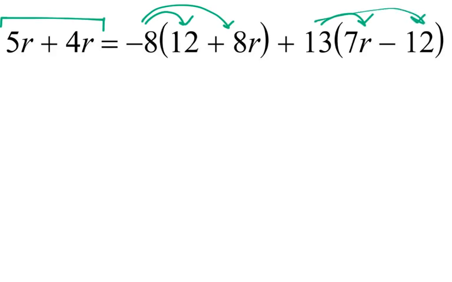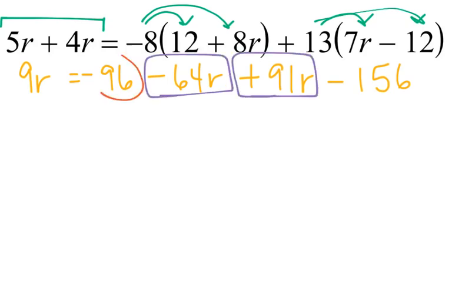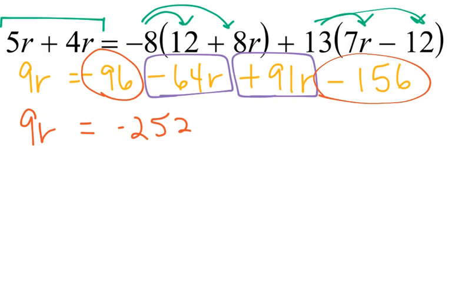So I'm going to combine the two and get 9r. Go ahead and distribute. So negative 96 minus 64r. Plus 91r minus 156. At this point, there's not a lot of first choices here. I'm going to go ahead and combine like terms. So I've got two r values, and I have two numerical values that need combined. So 9r equals negative 252 plus 27r.